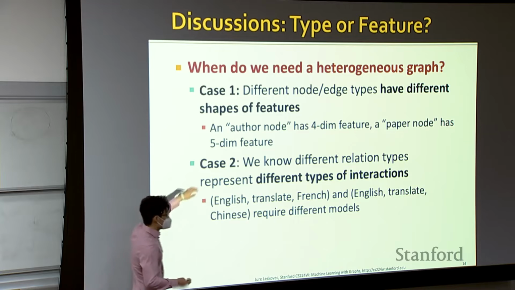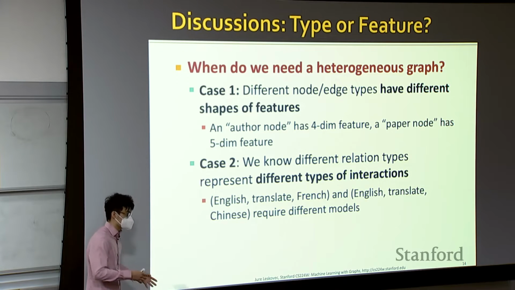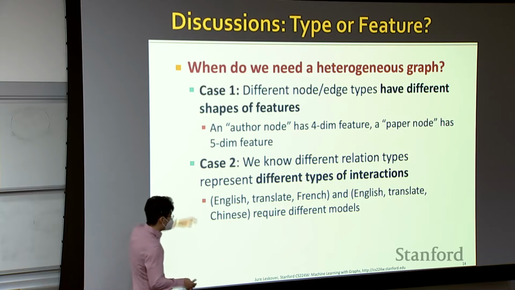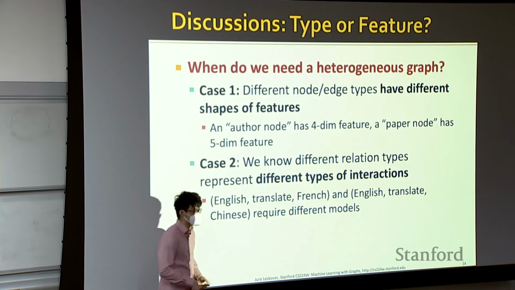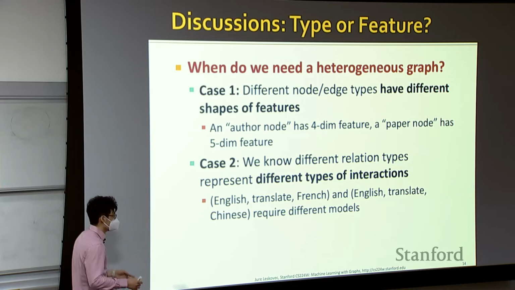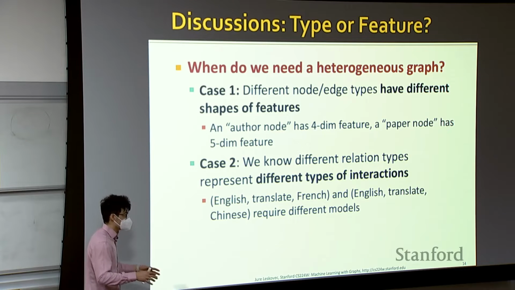Of course, there are some workarounds. Let's say we can map the features into the same dimension, but still there are cases where the input feature dimensions mismatch. And in that case, we want to consider modeling these two types of nodes as a type rather than features.